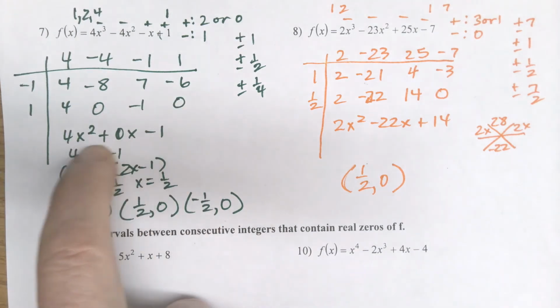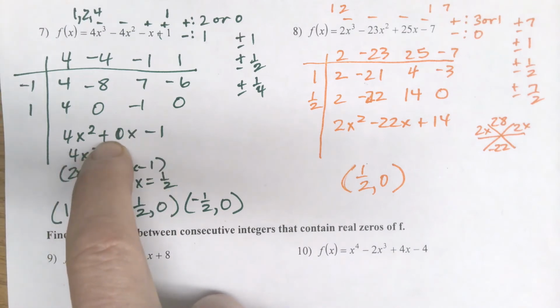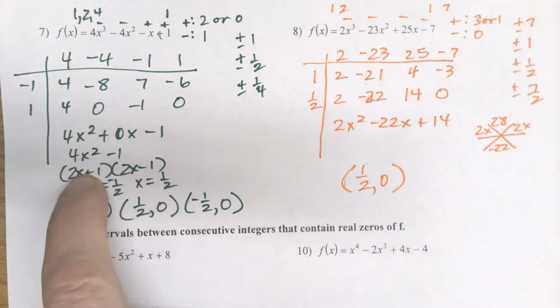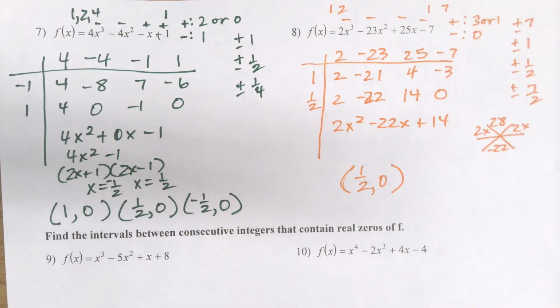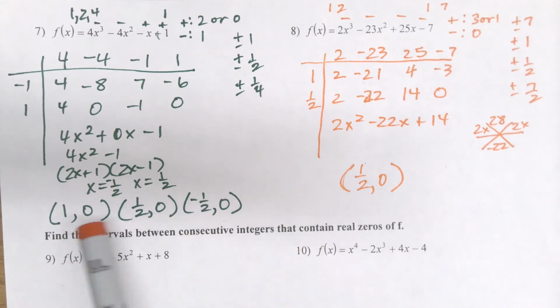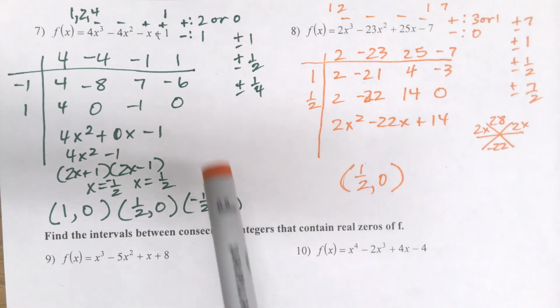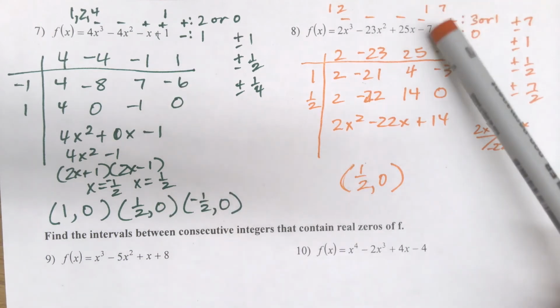So then I depressed the polynomial 4x squared plus 0x minus 1. That's 4x squared minus 1, and it was a difference of squares, so I got negative 1/2 and positive 1/2, which gave me all my zeros. That gave me the 2 positives, 1 and 1/2, and the 1 negative, negative 1/2.